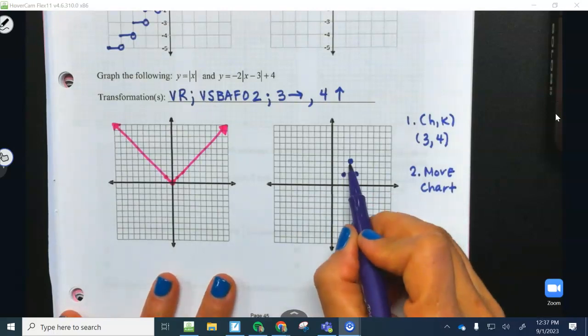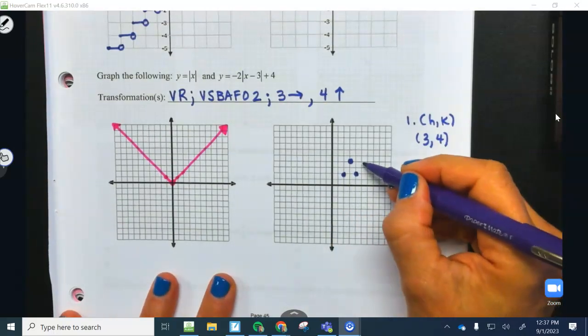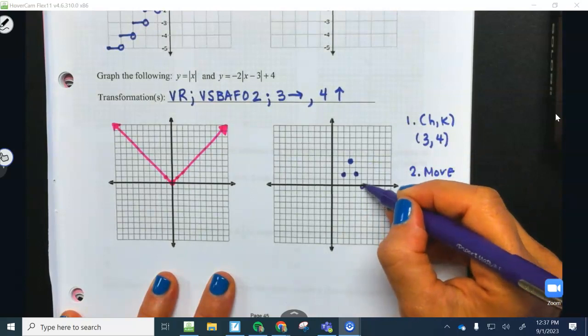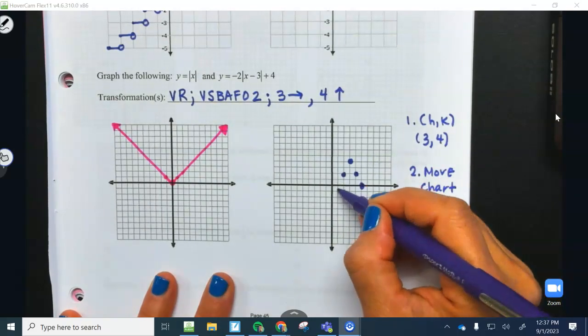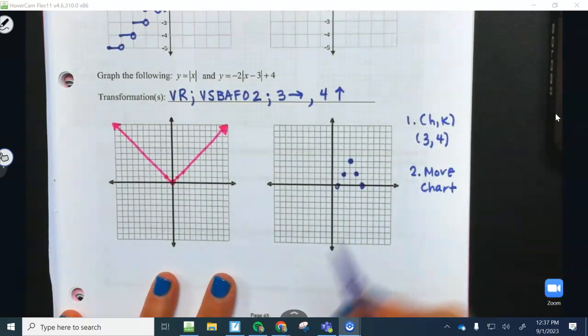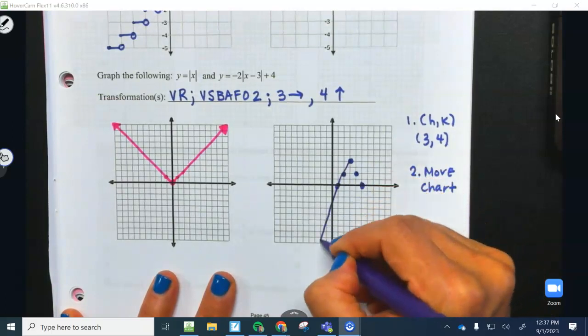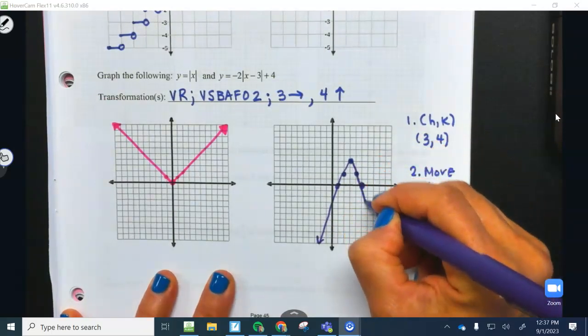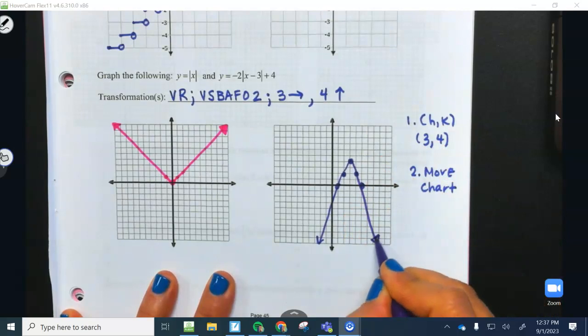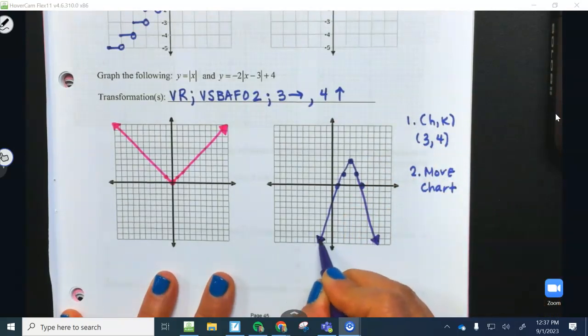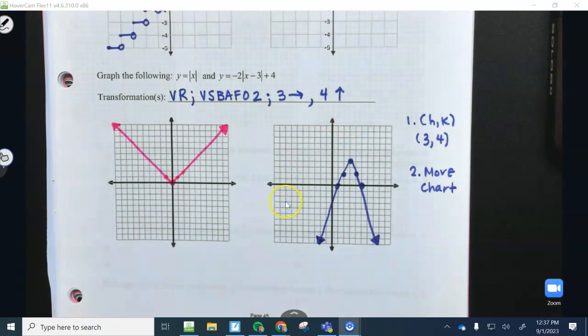But remember, when you go back to the vertex and you go 2 places away, you're going to be going 4 places down in each direction. So your transformation graph is going to look like this. Any questions on that?